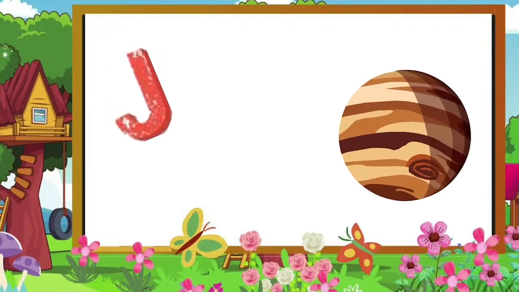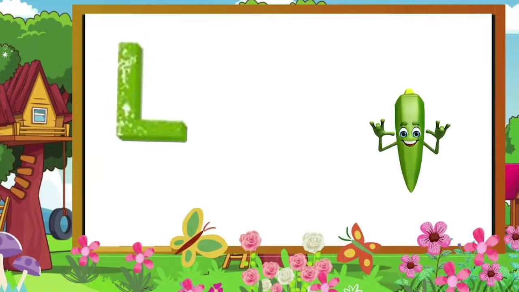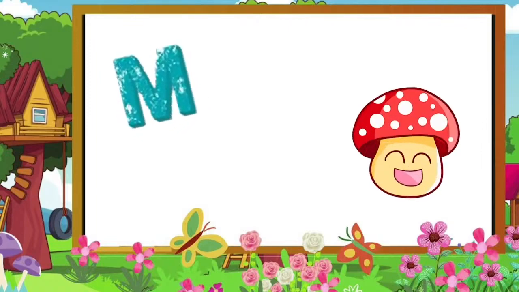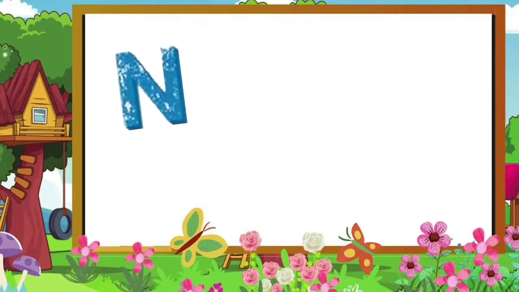J for Jupiter, J for jet. K for ketchup, K for kiss. L for lady finger, L for lunch. M for mushroom, M for motor. N for noodles, N for nuts. O for omelette, O for onion. P for popcorn, P for pumpkin. Q for quick, Q for quarter.